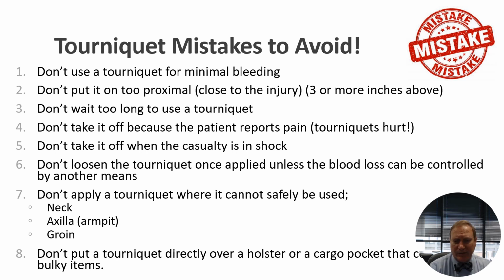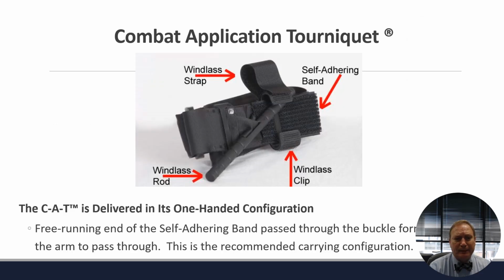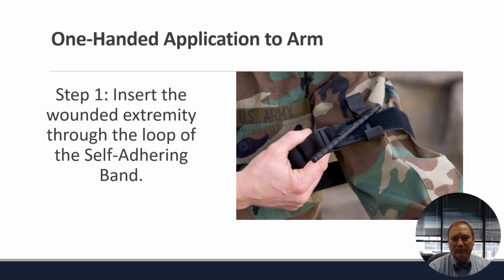Don't put a tourniquet directly over a holster or a cargo pocket. If there are bulky items in the cargo pocket, be sure and remove them. Again, this is a combat application tourniquet, otherwise known as a CAT or a windlass CAT. One-handed application of the tourniquet.